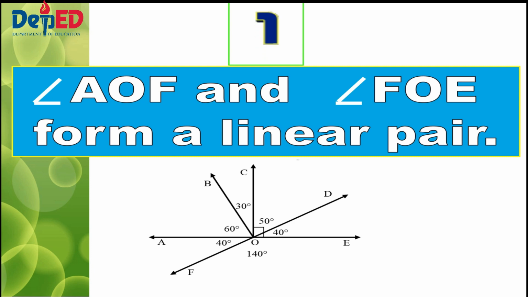Very good. The answer is true. Angle AOF and angle FOE is a linear pair because the sum of the measures of their angles is equal to 180 degrees. And they have two opposite rays, ray OA and ray OE. And they have a common ray, ray OF.